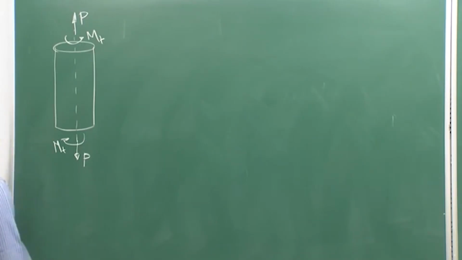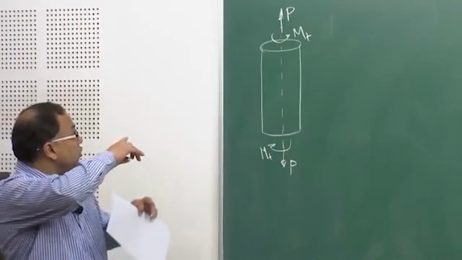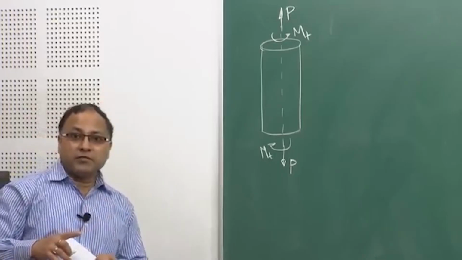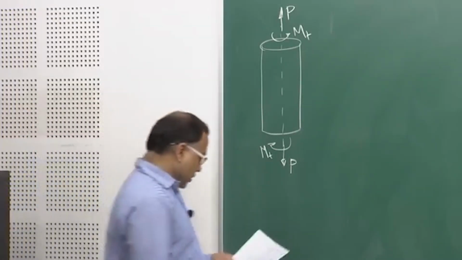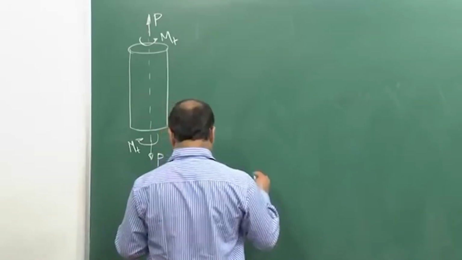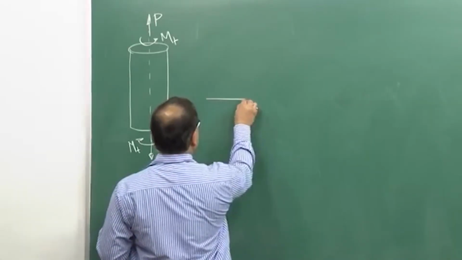If you see this situation, the twisting moment will try to develop some shear stress on the cross section, as you know, right, which will be minimum at the center and maximum at the periphery, and the axial force will try to develop some normal stress, normal tensile stress on the cross section. Okay. So, if you try to combine these two, what will happen?